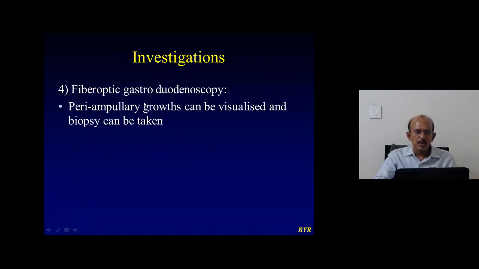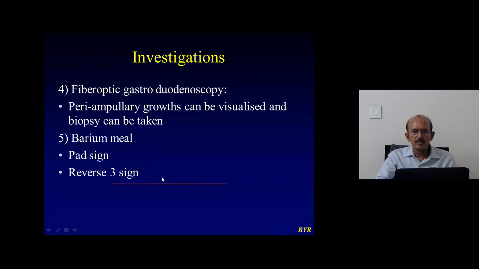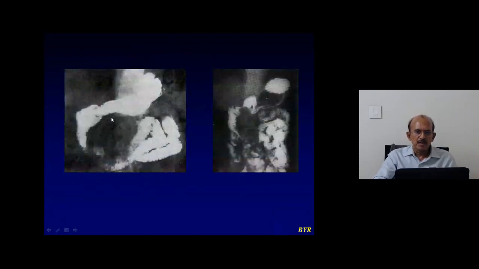Duodenoscopy will help you to see the periampullary growths, and you can take a biopsy. Then barium meal. This is not being done nowadays. Barium meal: the pad sign and reverse 3 sign are there. If carcinoma of the pancreas, the duodenum will be stretched, so it looks as if a pad is being kept here. In periampullary carcinoma, you will see the reverse 3 sign. So the duodenum will be like this.